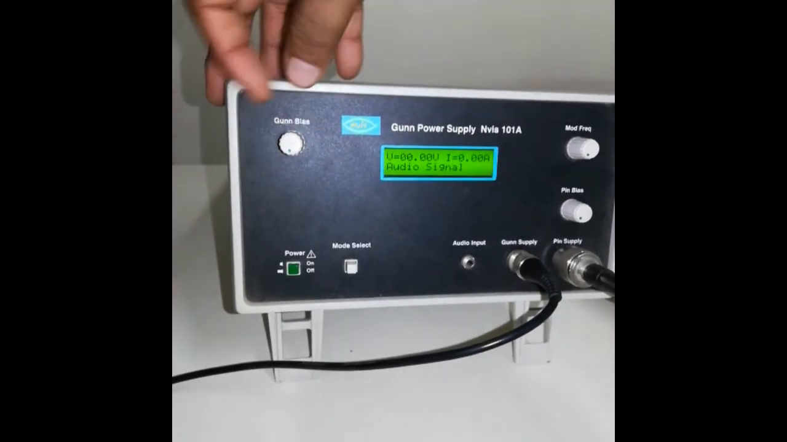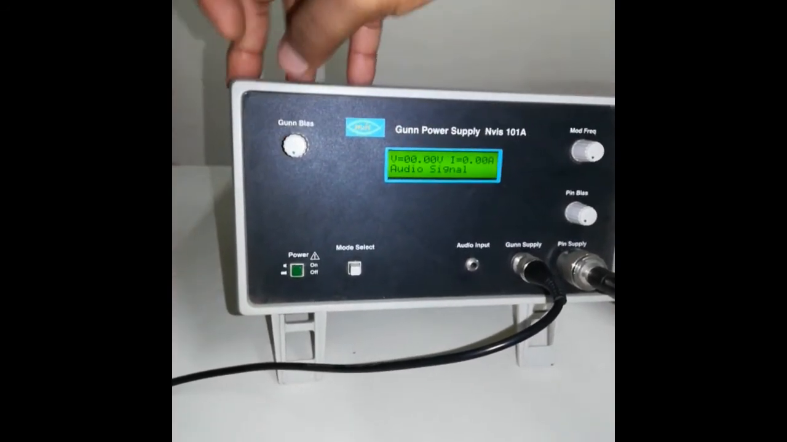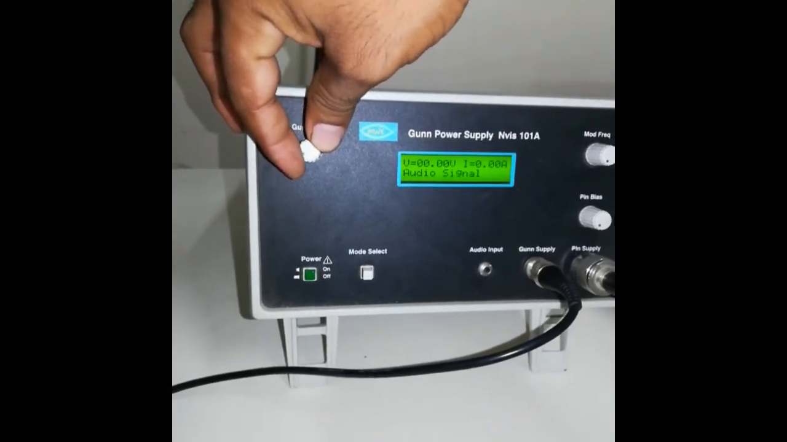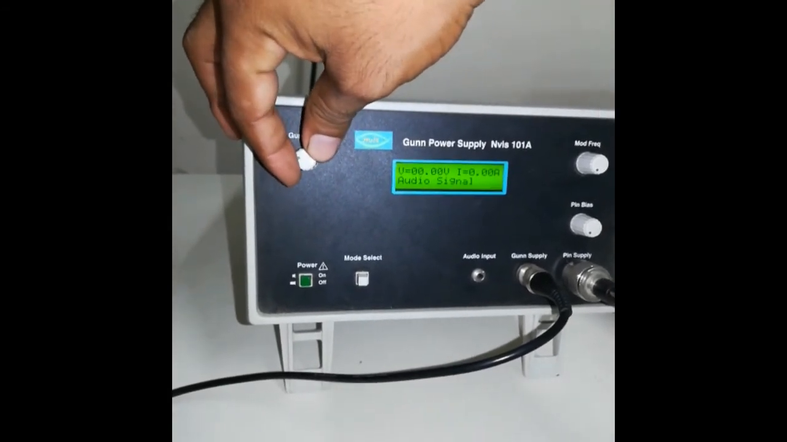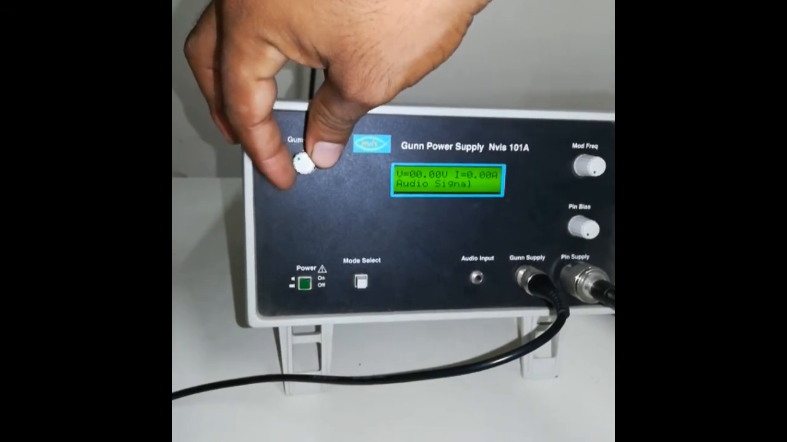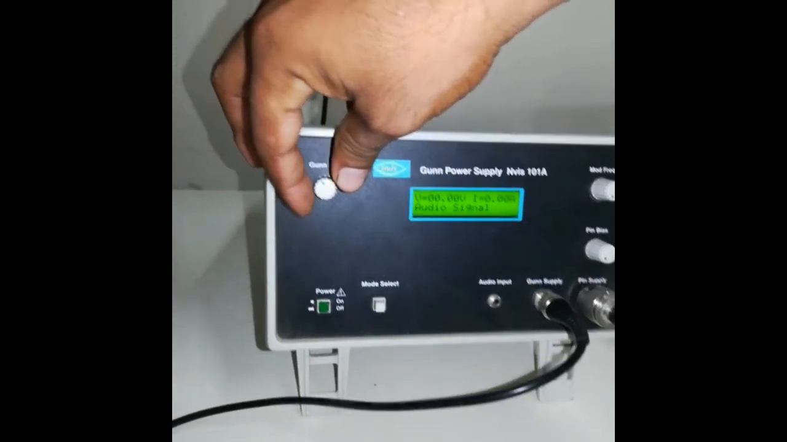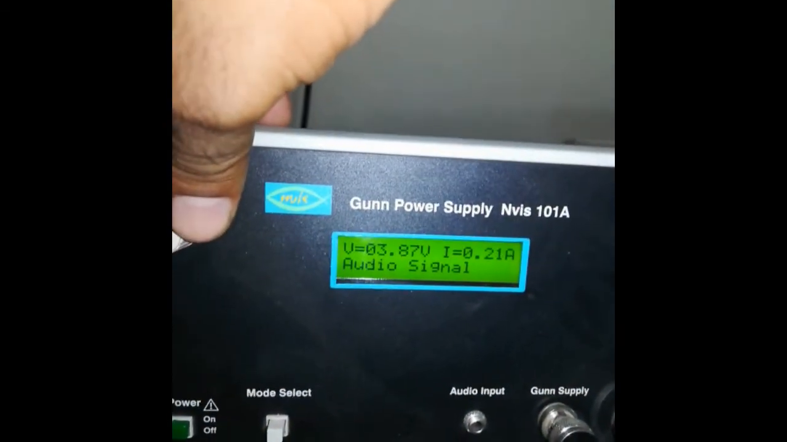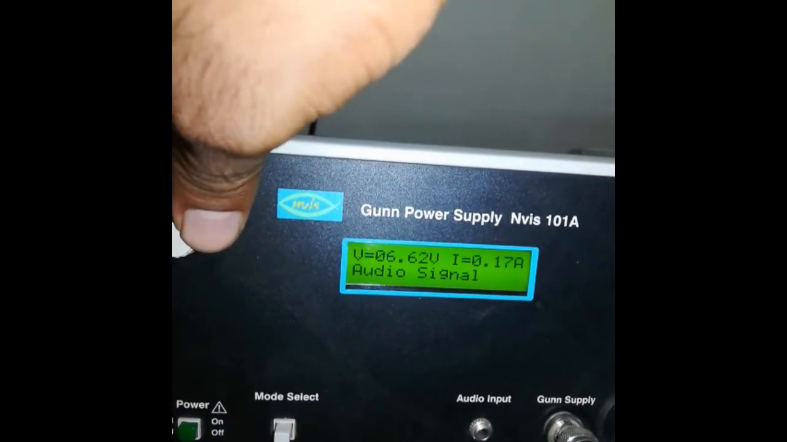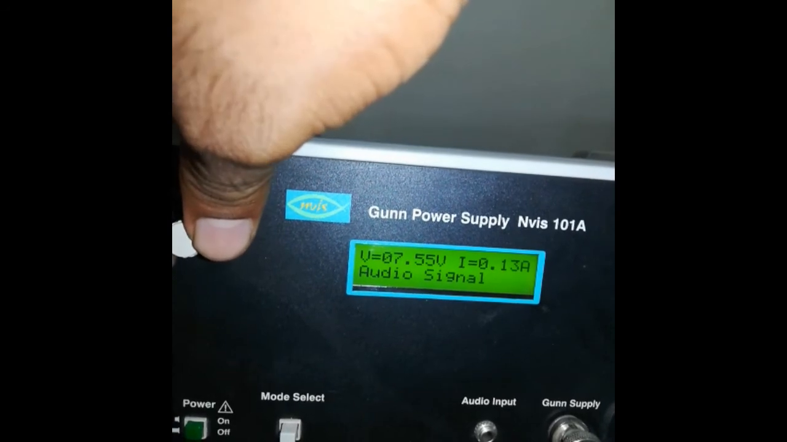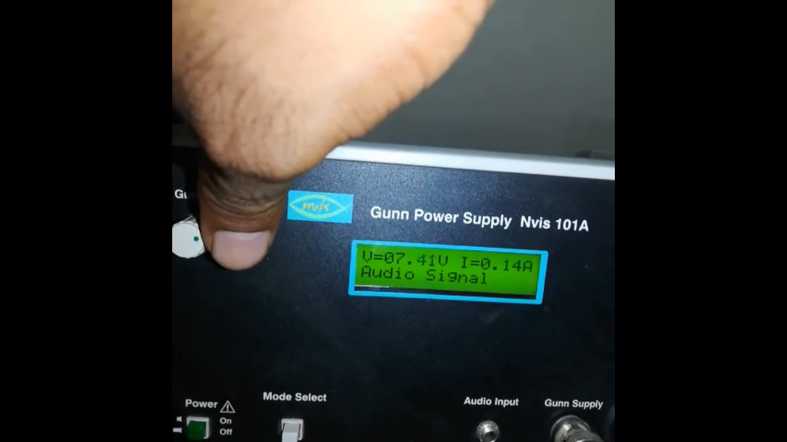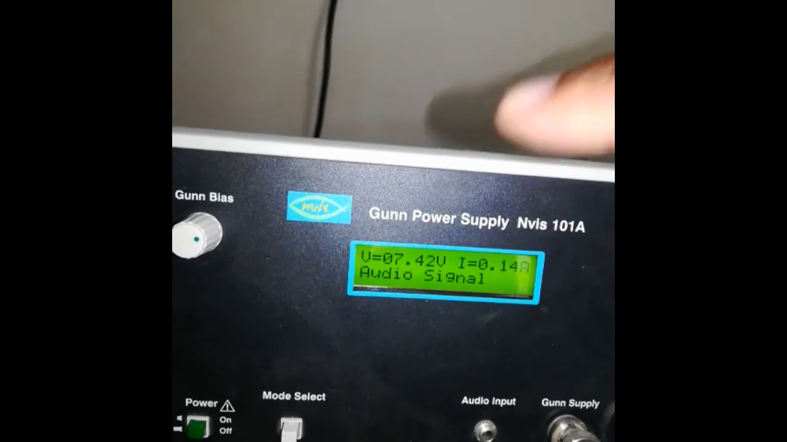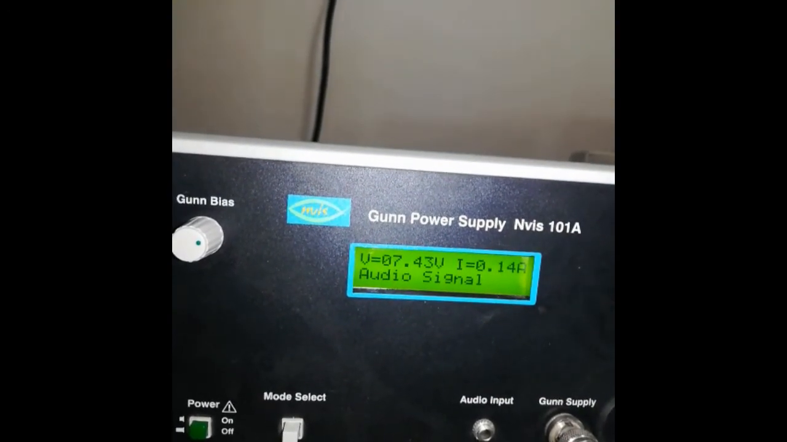So first we will vary this voltage by using this gun bias, and we will keep this around 7 volt. So current will be around 0.15 ampere. So I am changing this. Now voltage is changing, you can see it should be around 7 volt, it should never exceed 9 volt. So let us set this at 7.42 volt.